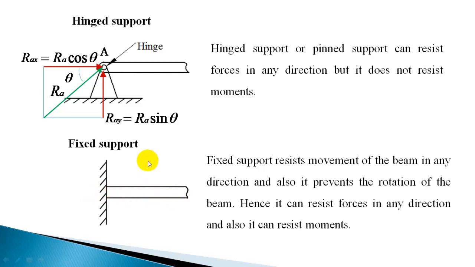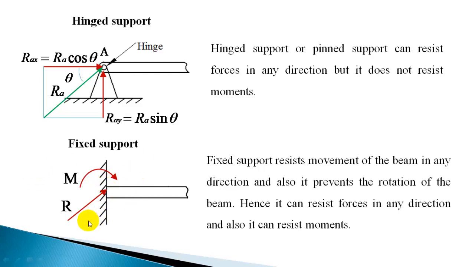It has all the characteristics of a hinge support. Apart from that, it can also resist moments. If it tries to rotate in the clockwise direction, it will exert an anti-clockwise resisting moment. If you try to rotate in the counterclockwise direction, it will exert a clockwise moment. So that way it will resist. So the characteristics of a fixed support is it resists forces in any direction, and also it prevents the rotation.